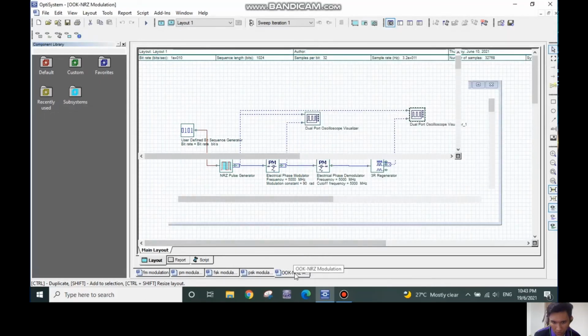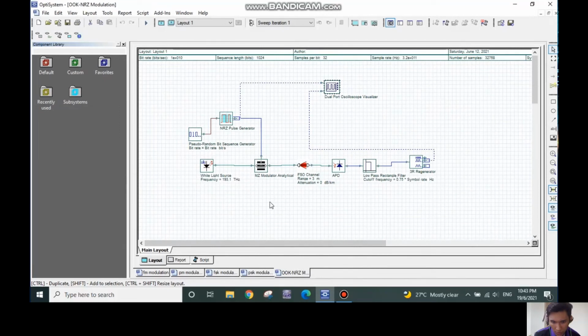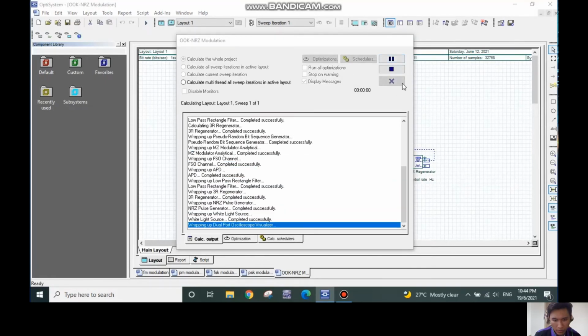Okay, and for the final one, I will move to the OOK and RZ modulation. So in this part, I include some optical parts, which are a white light source with 193.1 terahertz frequency, a Mach-Zehnder modulator, and an FSO channel with a range of 3 meters for the distance, and I use an avalanche photodiode as the photodetector to detect the white light. So I will run the simulation.